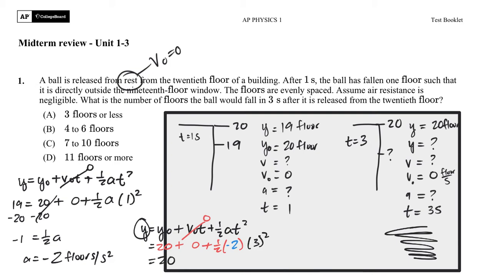And we have 20 minus, these 2's cancel out, 9. And then we will end up having the ball fall to the 11th floor. So if it's falling to the 11th floor, as you see here, that means it's going to go from 20 to 11. So then the ball will fall 9 floors. And 9 floors is going to be falling into letter C, from 7 to 10 floors.